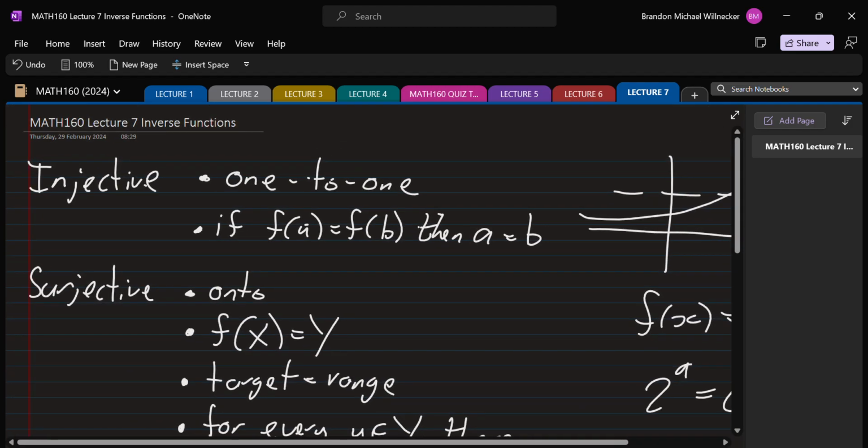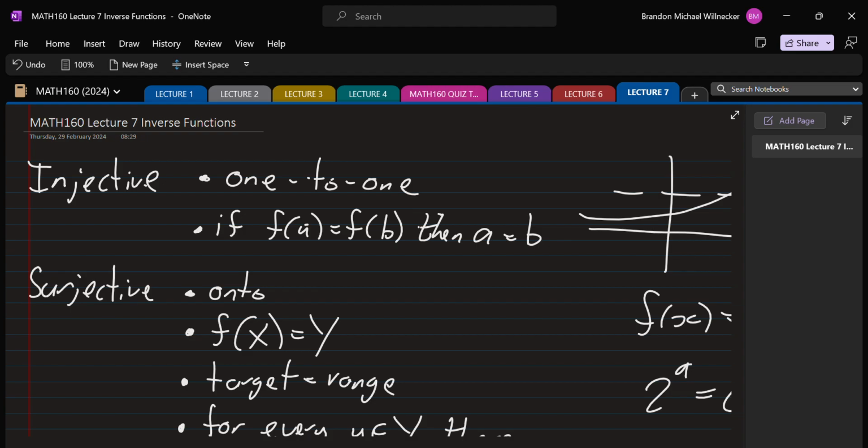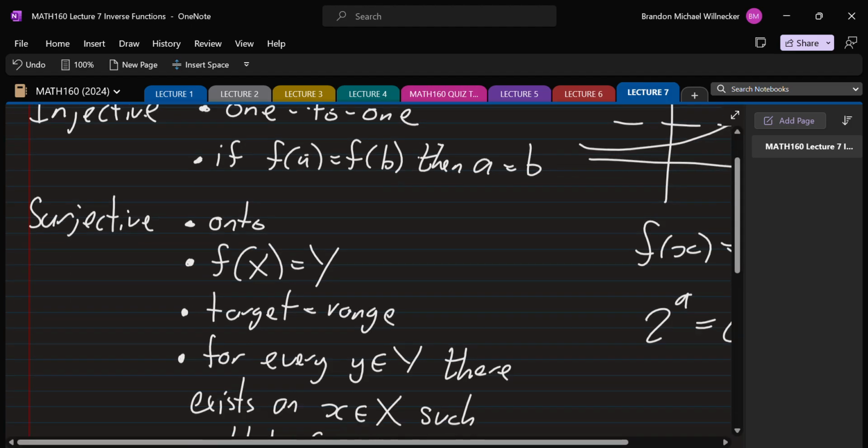In the test, if I don't specify do it this way, you can do whatever you want to do. But if I say do it using the rule, then please use the rule. But if I don't specify and you just want to sketch it, and show me from the sketch, that's fine. They're all equivalent. So that's injective.